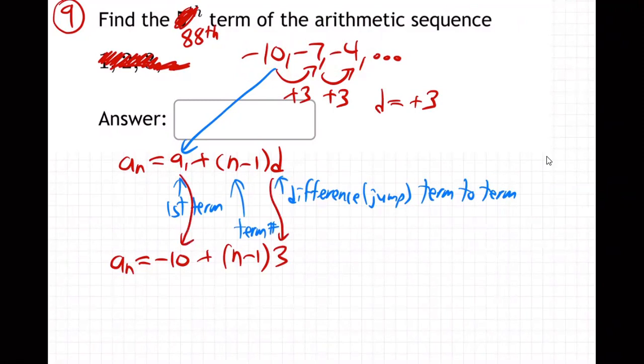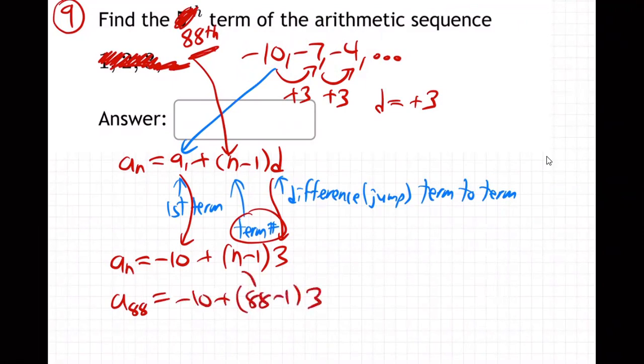Okay. Now, what do they want us to find? The 88th term. So term number, that's your n, plug in 88. So you want to find A sub 88. So plugging in for n, 88. See how I plugged in for n in both spots, 88.